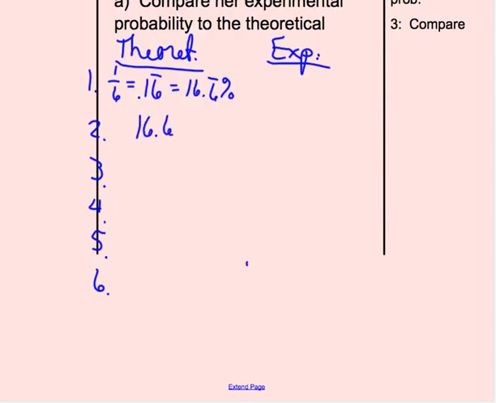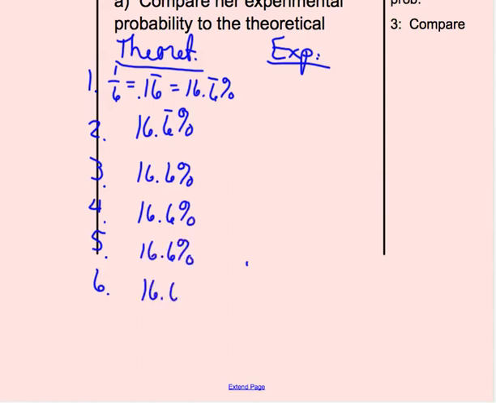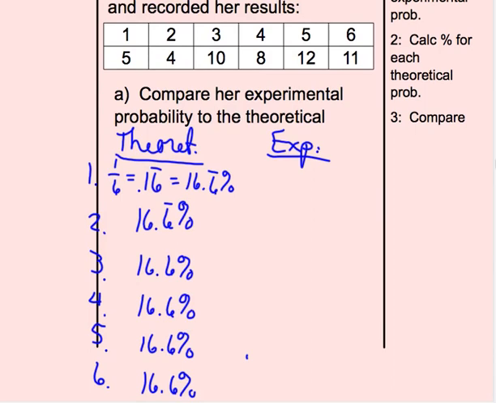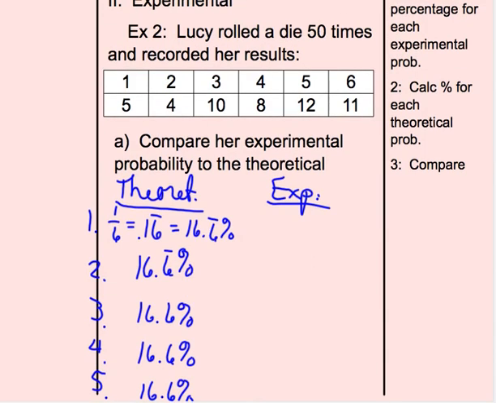And I'm just going to write the percentages for the rest of them because that's the number we're going to use to compare to our experimental. All right, for the experimental, we can set up that fraction again the same way we did on the first page. So for rolling a 1, she rolled the die 50 times. So to roll a 1, she actually rolled a 1 5 times. So 5 out of 50 gives us our fraction.